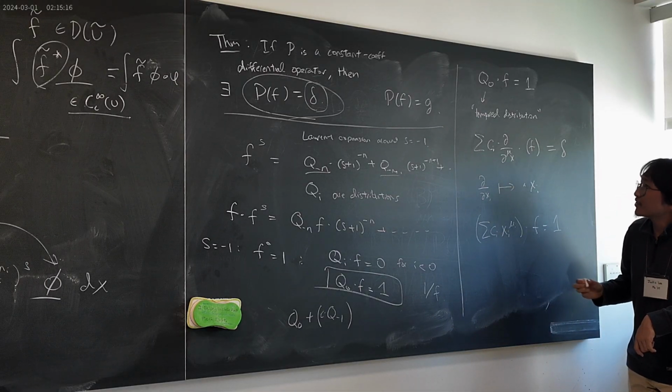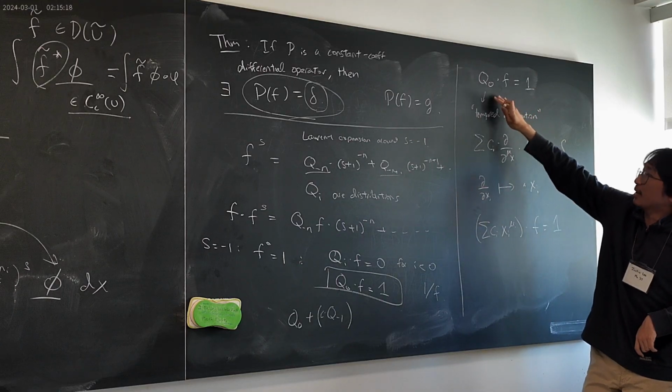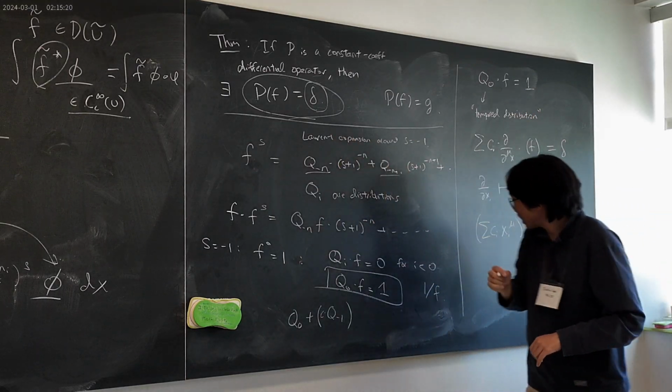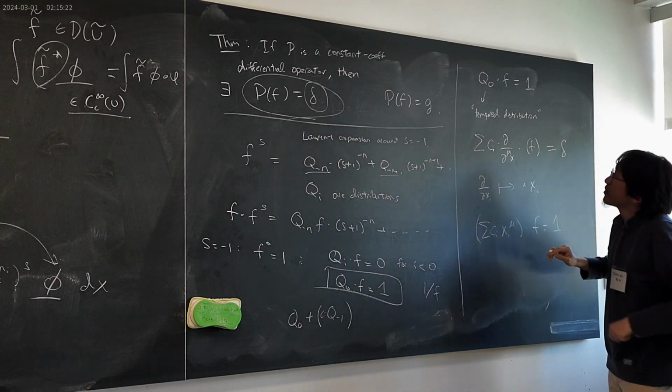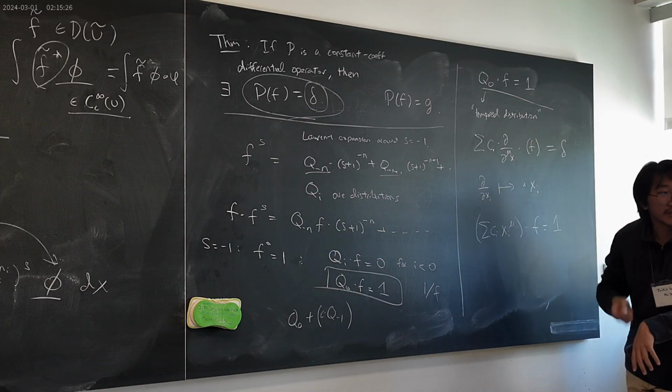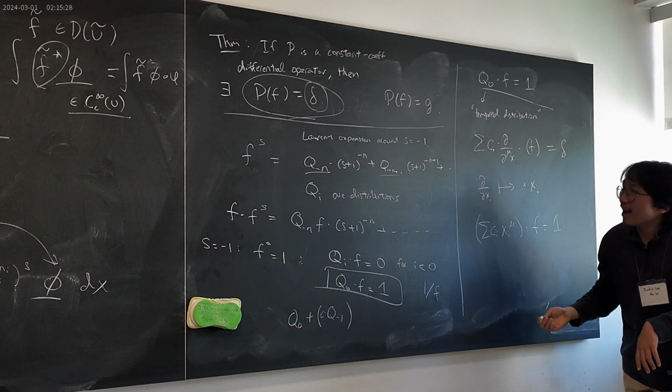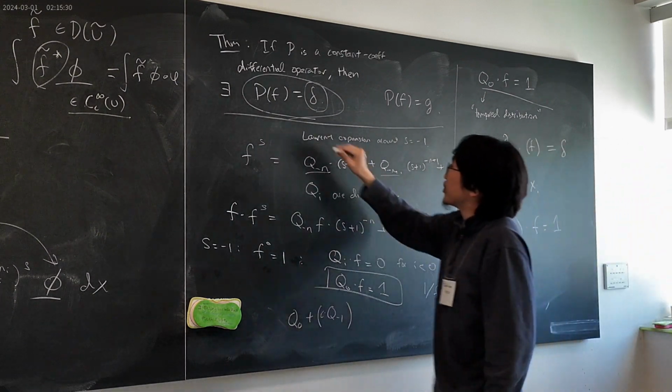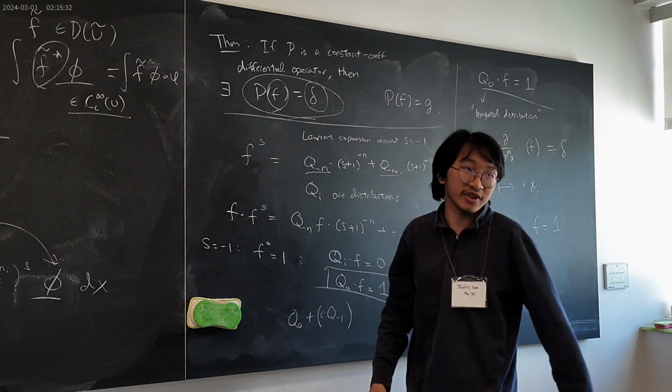So this suggests how you actually get the Green's function here. You work backwards. You take this distributional inverse, make it a tempered distribution, take the Fourier transform, and that should output the distribution that you need for a Green's function. Okay.